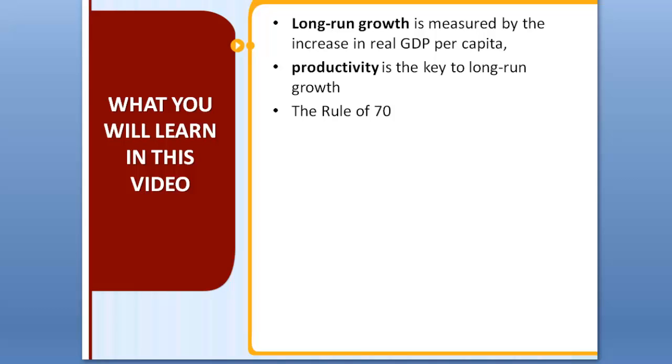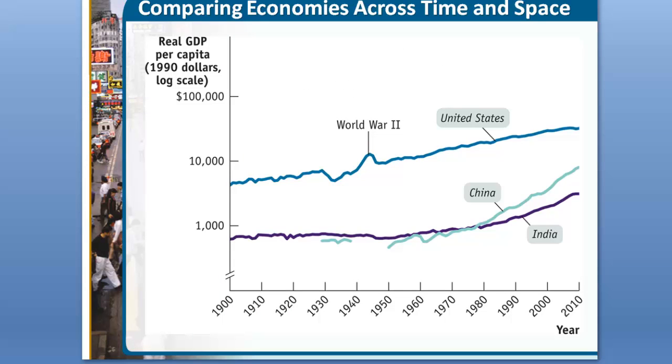This video is about long-run growth, productivity, and the Rule of 72. As a means of comparing countries across space and time, the measurement of real GDP per capita is used to demonstrate what we call long-run growth. Productivity is the key to long-run growth. The Rule of 72 can be used to demonstrate how many years it takes an economy's real GDP per capita to double.